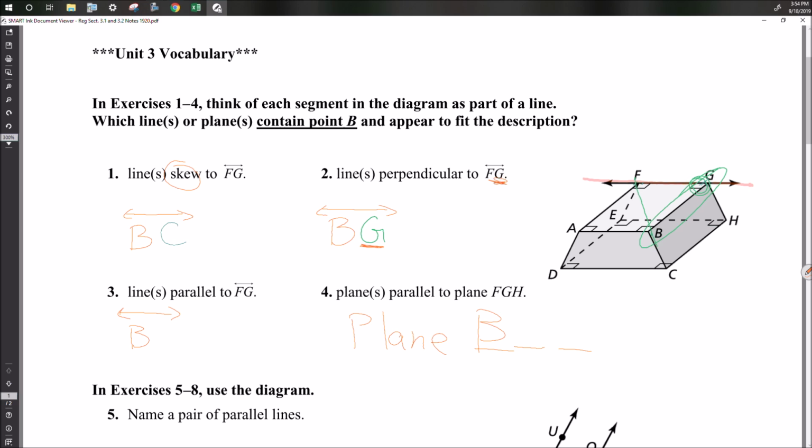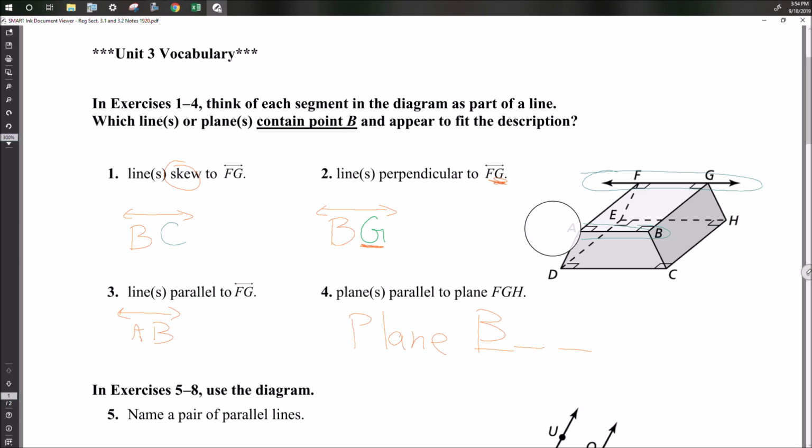Okay? So there's one more segment that is connected to B that we can use. So line FG is going to be coplanar with line AB. So that means that line AB is parallel to line FG. Or remember, you could say line BA, both of those would work.